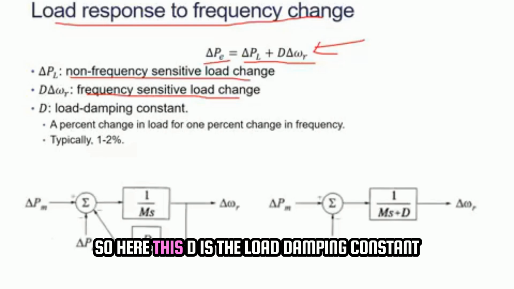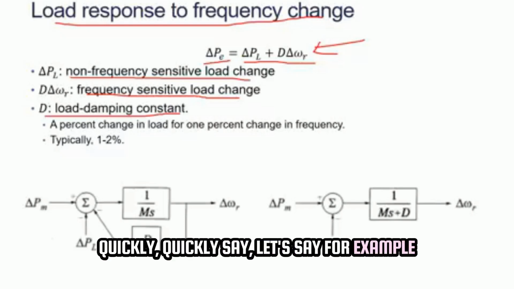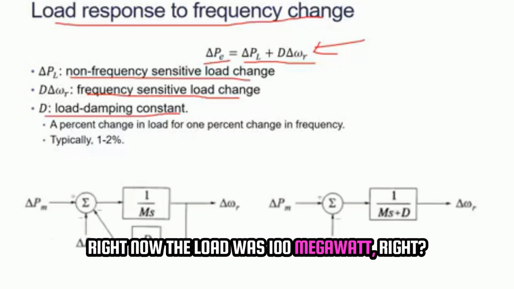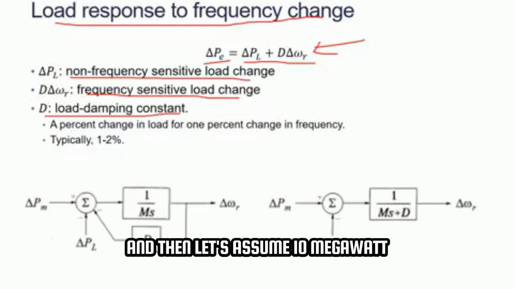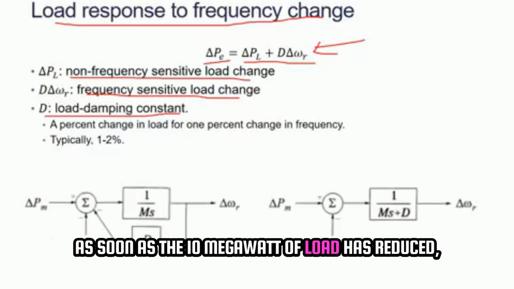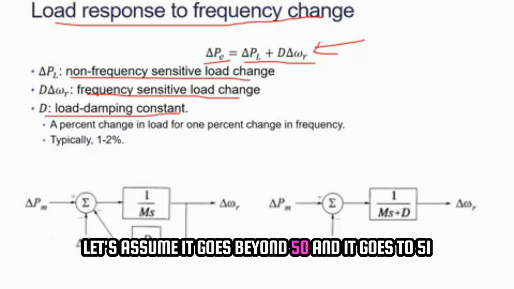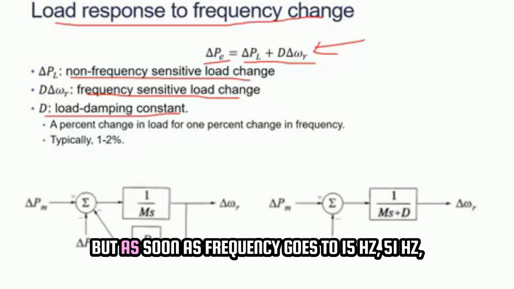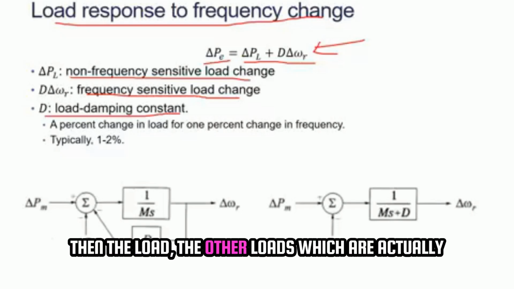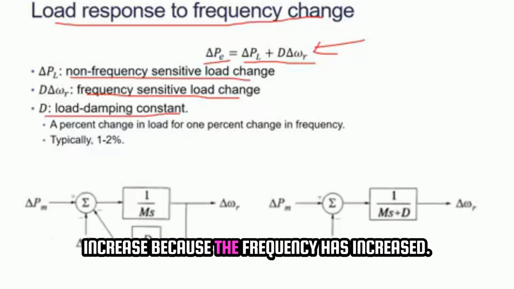So here this D is the load damping constant, which tells you that, for example, let's say right now the load was 100 megawatt, right? And then let's assume 10 megawatt of load reduction has taken place, right? Now as soon as the 10 megawatt of load has reduced, the frequency will increase. Let's assume it goes beyond 50 and goes to 51 hertz. But as soon as frequency goes to 51 hertz, the other loads which are connected, their load consumption will actually increase because the frequency has increased.